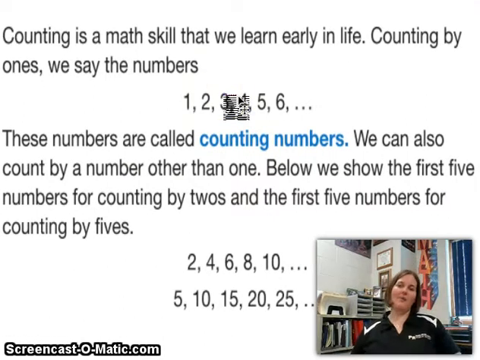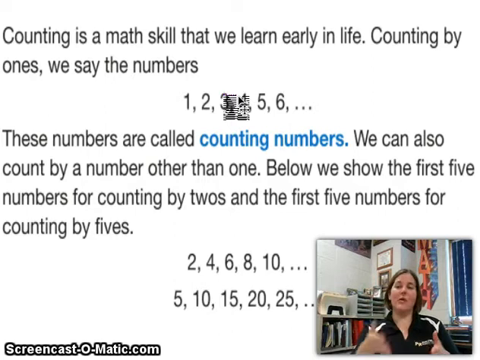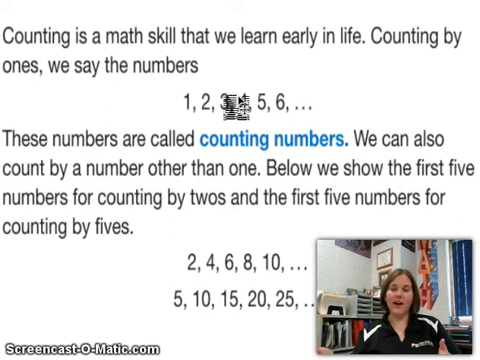Okay, so a sequence is something that is in order. It's an ordered list. And early on in life, we learn how to count, and that's kind of our first basic sequence. If we count by ones, we say the numbers 1, 2, 3, 4, 5, 6, and so on. We call these counting numbers.